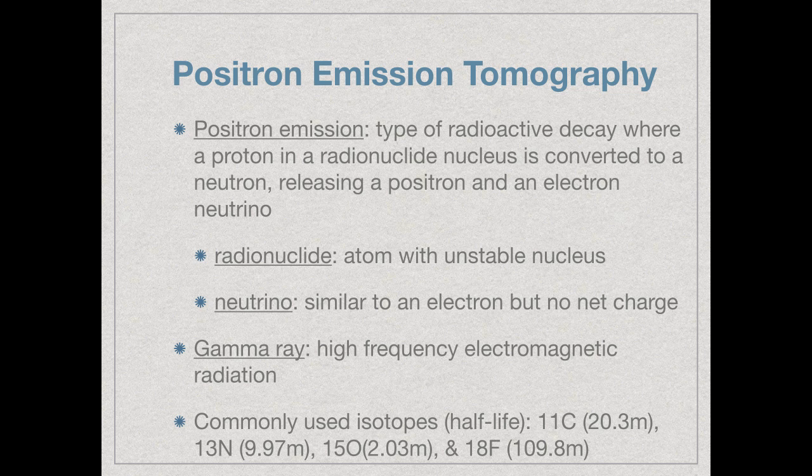Commonly used isotopes and their half-lives are carbon-11, which is very quick, 20.3 minutes; nitrogen-13, 9.97 minutes; oxygen-15, 2.03 minutes; and fluorine-18, 109.8 minutes.